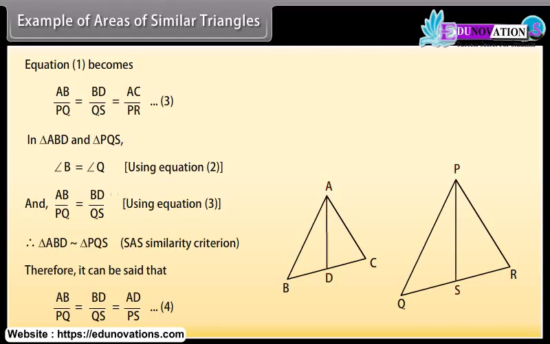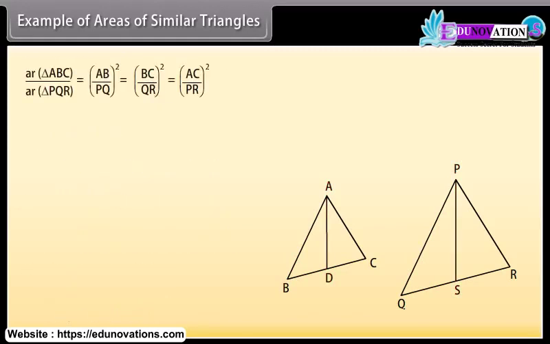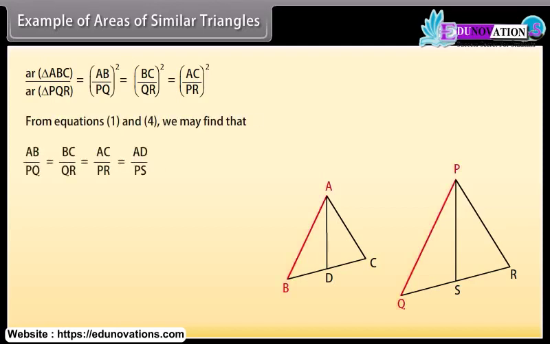Mark it as 4. Area of triangle ABC upon area of triangle PQR equals AB upon PQ whole square equals BC upon QR whole square equals AC upon PR whole square. From equations 1 and 4, we may find that AB upon PQ equals BC upon QR equals AC upon PR, which is equal to AD upon PS. And hence, area of triangle ABC upon area of triangle PQR equals AD upon PS whole square.